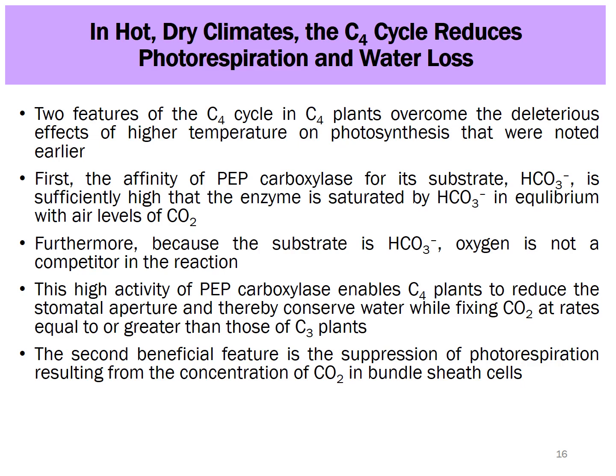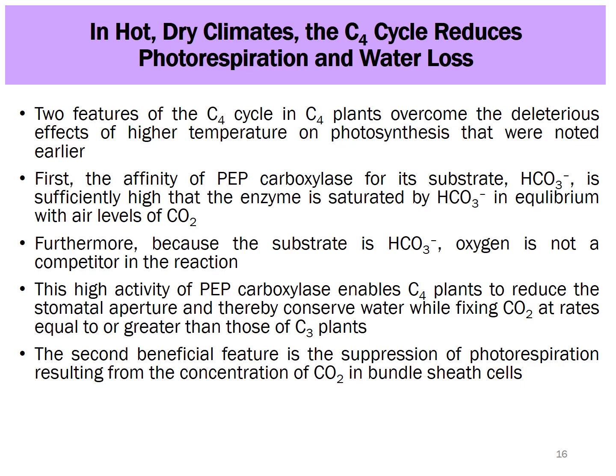So this high activity of PEP carboxylase enables the C4 plants to reduce the stomatal aperture and thereby conserve the water while fixing the carbon dioxide at rates equal to or greater than those of the C3 plants. तो even hot environment में ये किस तरीके से पानी की बचत कर सकते हैं कि ये कार्बन डाइऑक्साइड को, क्योंकि ये ऑलरेडी बाइकार्बोनेट में कन्वर्ट कर चुके होते हैं, तो स्टोमेटल अपर्चर को कदरे बंद कर सकते हैं एज कम्पेयर टू C3 प्लांट्स। दैट इज़ वाई, क्योंकि स्टोमेटल अपर्चर पूरा ओपन नहीं होगा तो ट्रांसपरेशन ज़्यादा नहीं होगी, और जब ट्रांसपरेशन ज़्यादा नहीं होगी तो वाटर लॉस भी नहीं होगा.